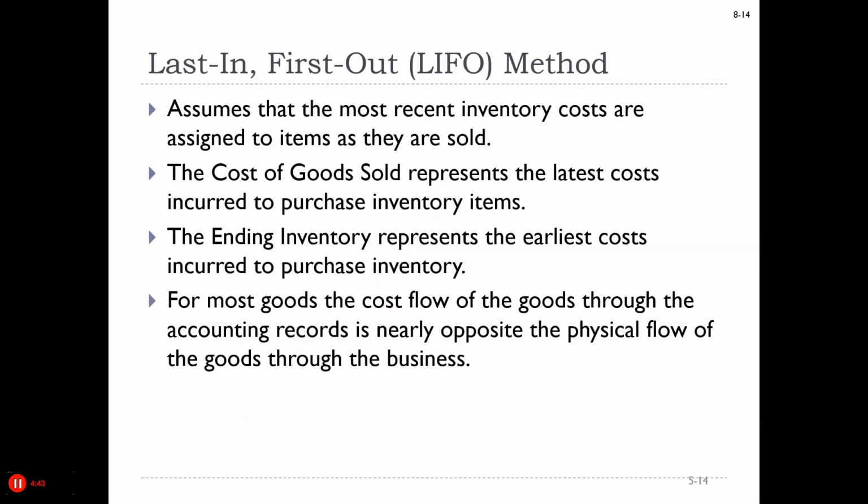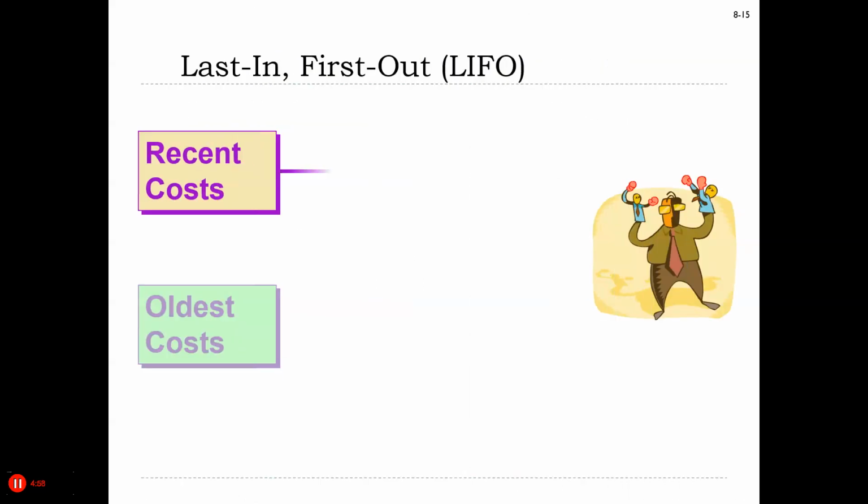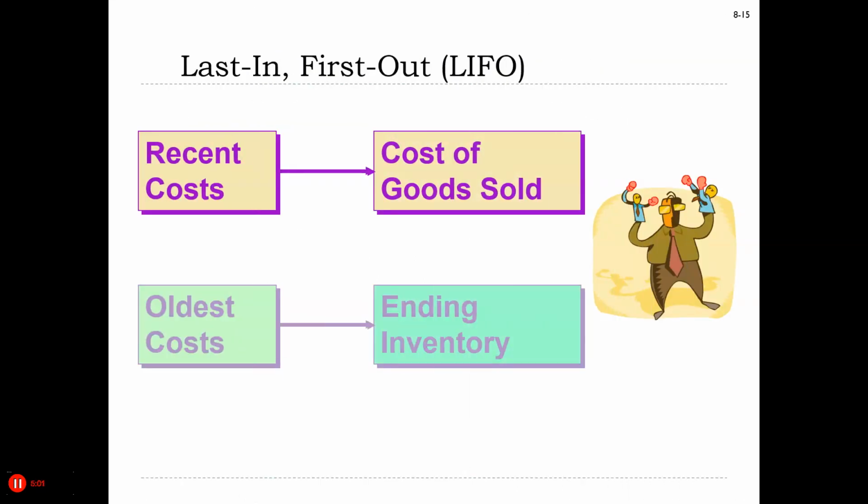Last in, first out assumes that the most recent inventory costs are assigned to the item as they are sold. The cost of goods sold represents the latest cost. The ending inventory represents the earliest costs. Now, again, just so you know, under the international standard, you cannot use LIFO. And that's one of the many reasons that we did not converge with the international standard, because in accounting, we have GAAP, which is what we use in the United States, and then there's the international standard that's used everywhere else. We tried to merge, but we couldn't. And one of the reasons is we would not get rid of LIFO.